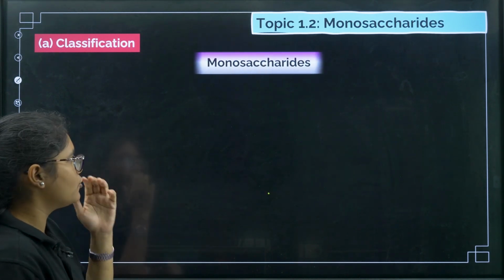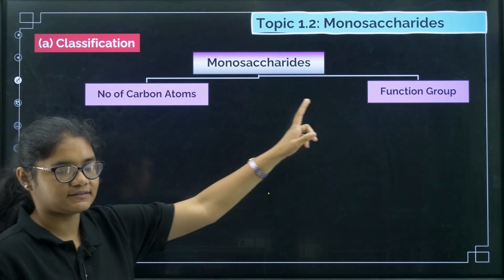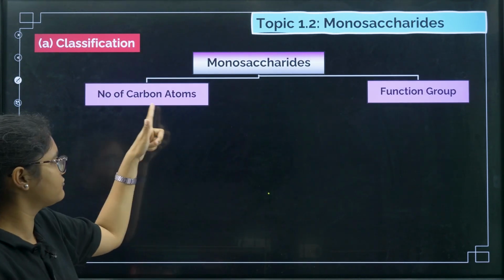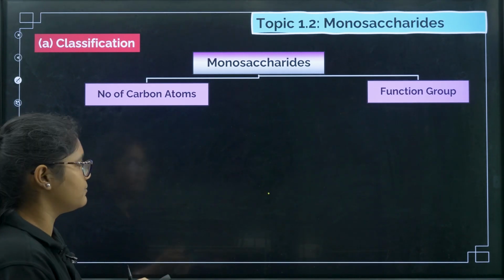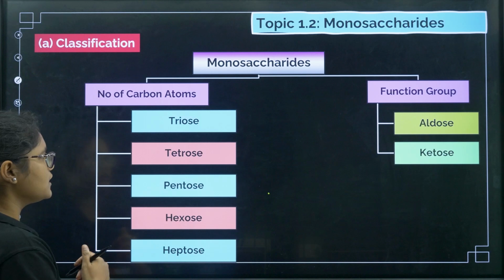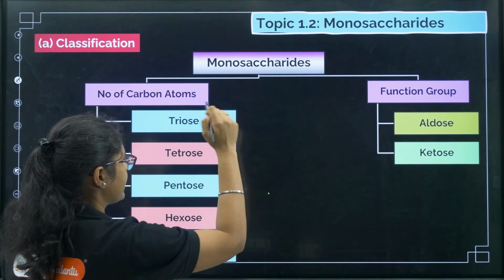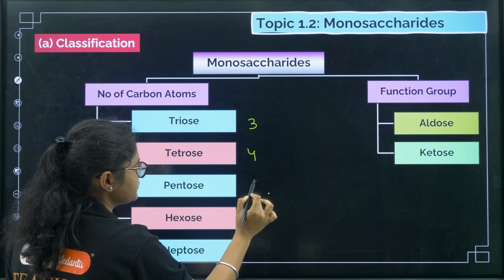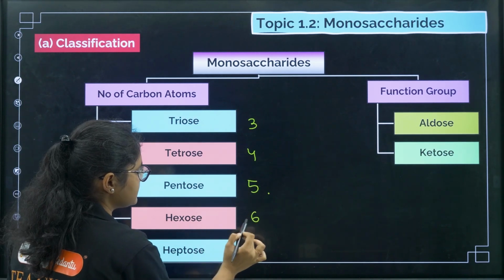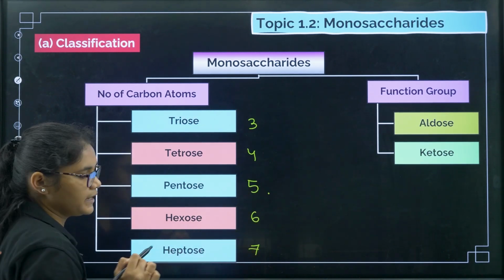Okay, so monosaccharides can be classified on the basis of two categories. One is the number of carbon atoms, another is the functional group. Now what is the meaning of number of carbon atoms? Now see, monosaccharides can have 3 carbons, then it is called triose, 4 carbons tetrose, 5 carbons pentose, 6 carbons hexose and 7 carbons heptose.